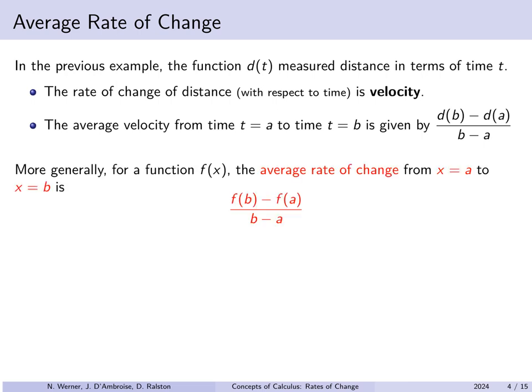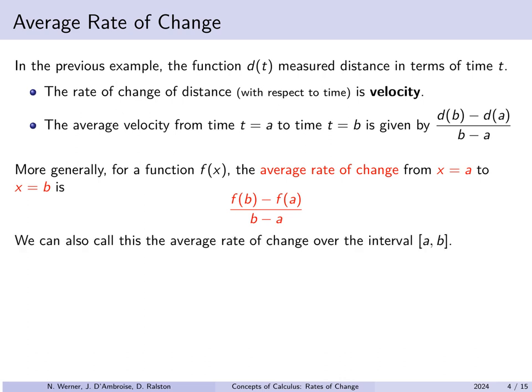More generally, if you have any function f, the average rate of change from a to b is computed in the same way. f of b minus f of a gives a change in the y coordinate divided by b minus a, a change in the x coordinate. We can also call this the average rate of change over the interval from a to b.